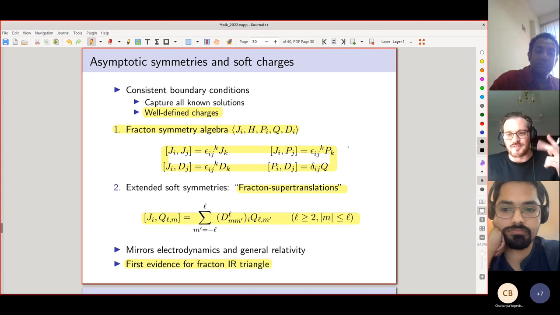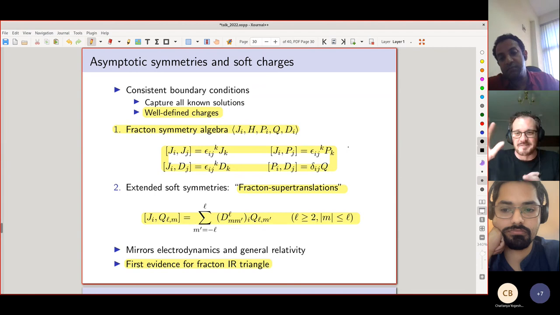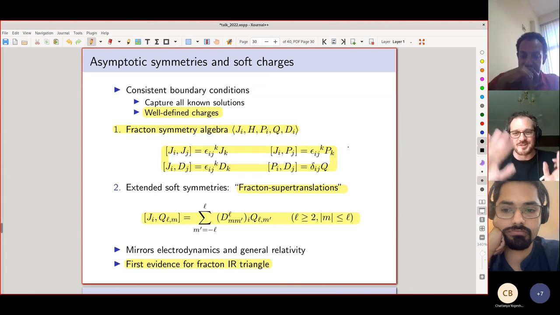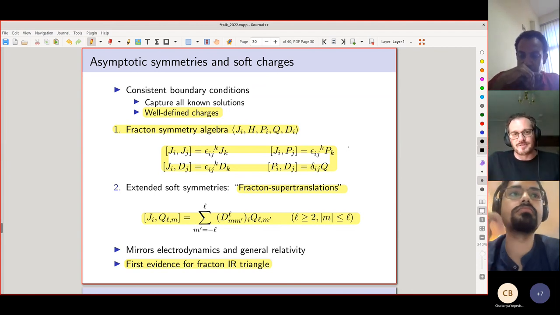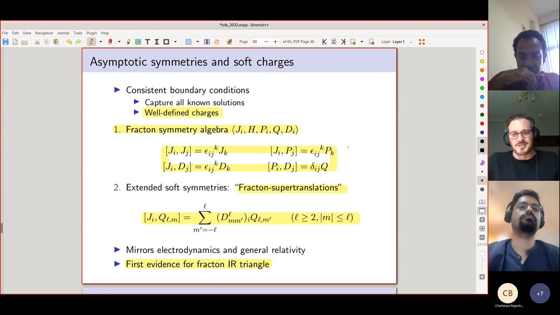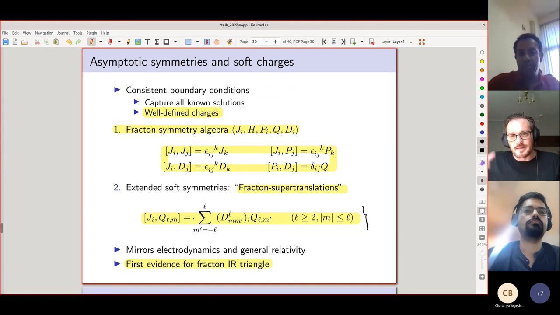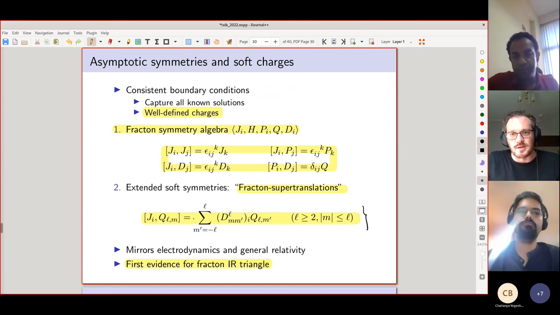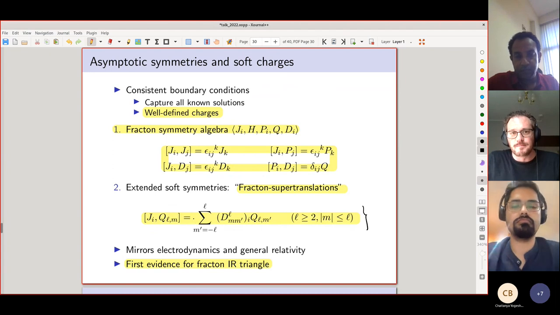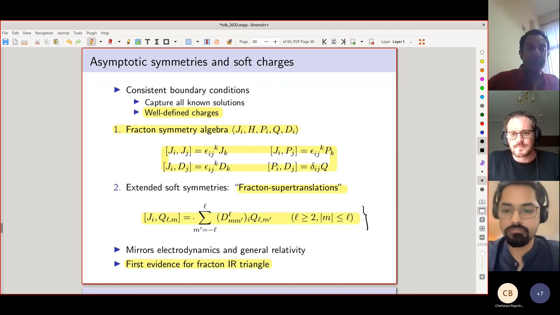There are two different sets of boundary conditions. For electrodynamics, you can have the original one where you just have the U(1) charge, and that's it. And then you can have these additional soft charges, if you like, and these soft charges very much mirror exactly this expression here. They also don't commute with the rotations, to my understanding, also in electrodynamics.